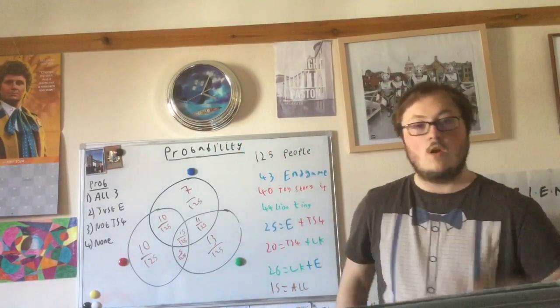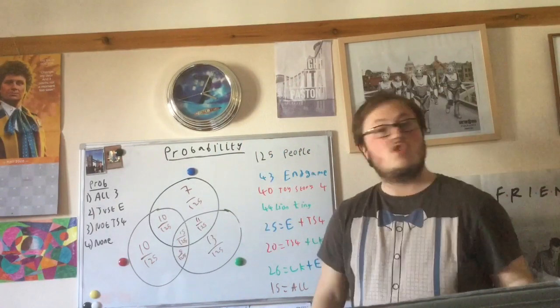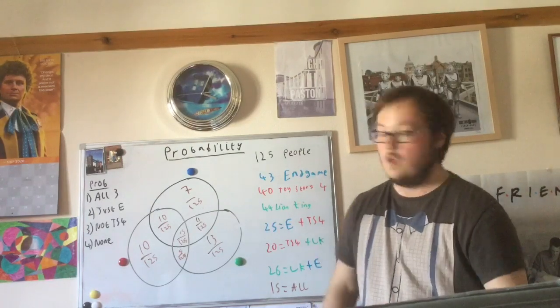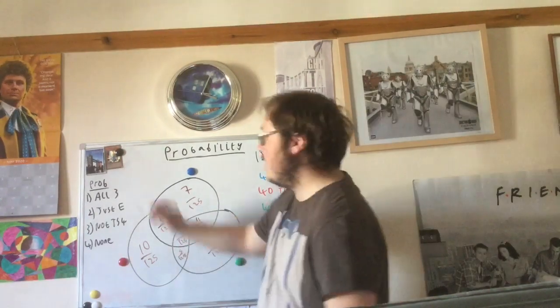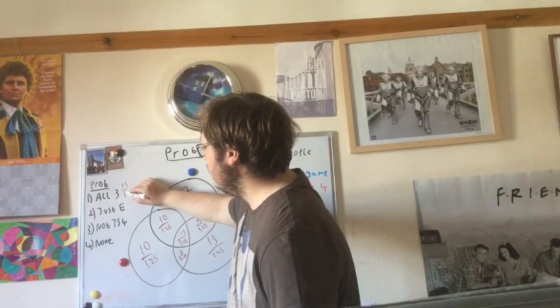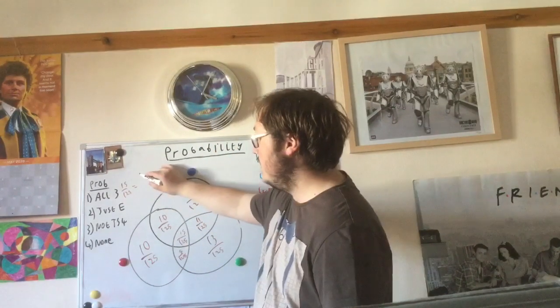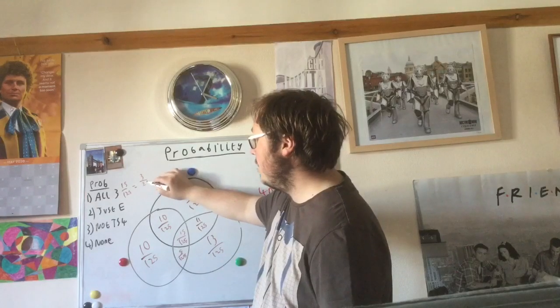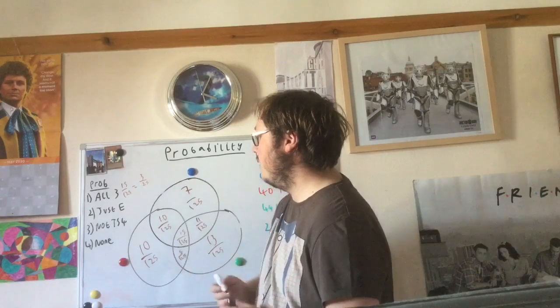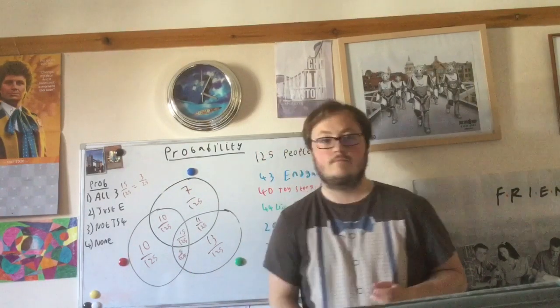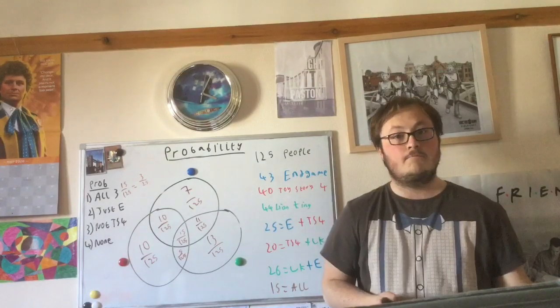So what is the probability that if I was to choose someone, they have seen all of those films? Well, that is the 15 in the middle. That becomes 15 out of 125. That can be simplified. Anyone know what that is to? 3 out of 25. Can it be simplified any further? No.